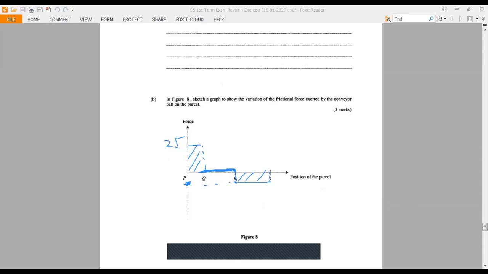It's below 25. Yeah, it's more than 25. It's equal to that area, whatever the area is. Yeah, both areas are the same, good.